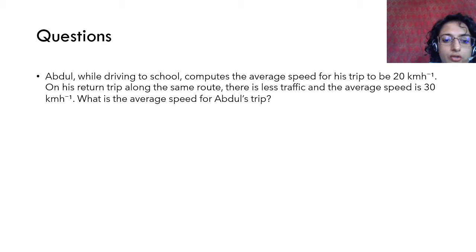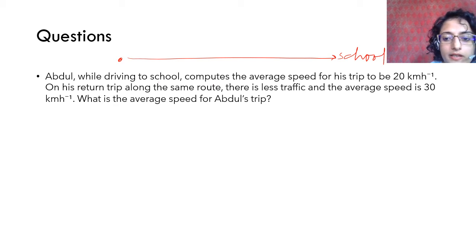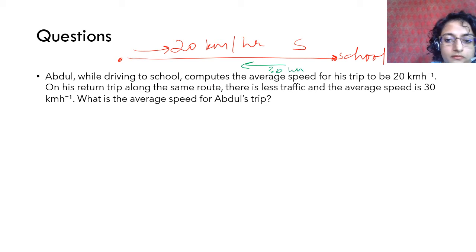Abdul, while driving to school, computes the average speed for his trip to be 20 किलोमीटर per hour. सपोज एक घर से निकला, ये स्कूल तक गया. In this direction, his speed was 20 किलोमीटर per hour. On his return trip along the same route, हाँ, distance S, distance नहीं दिया है. On his return trip along the same route, there is less traffic and average speed is 30 kilometer per hour. Distance S. What is the average speed for Abdul's trip?